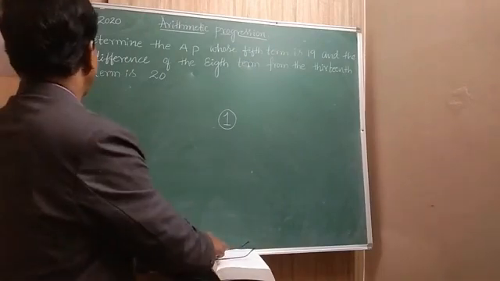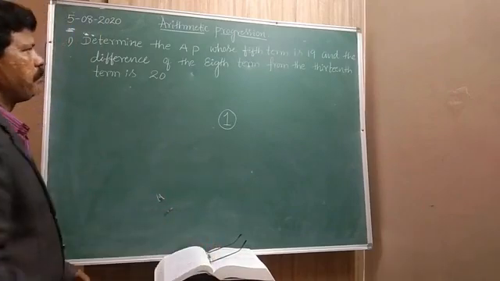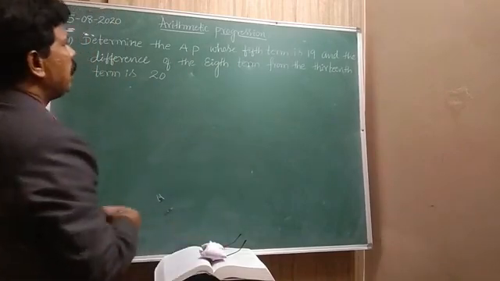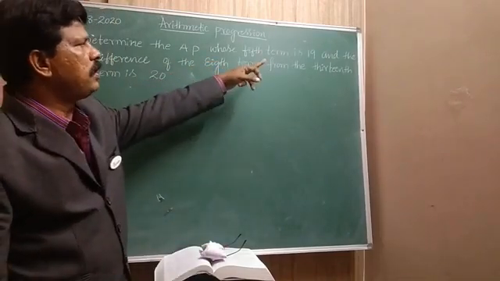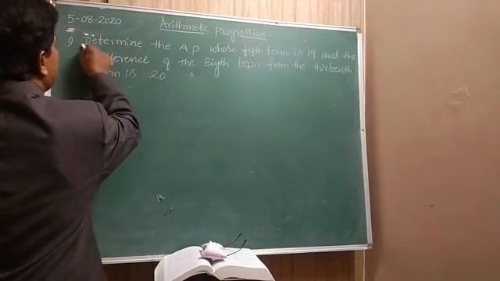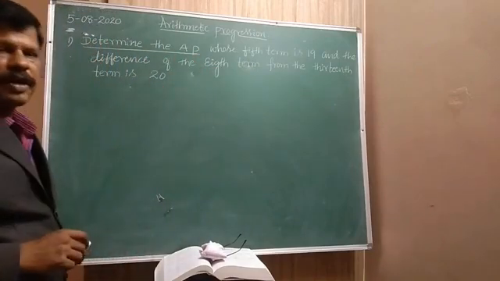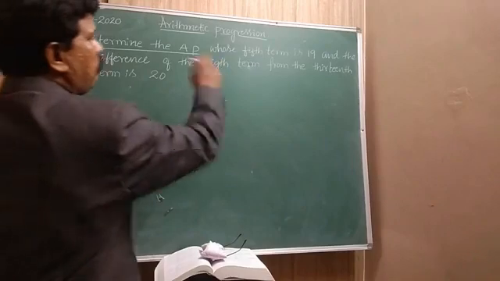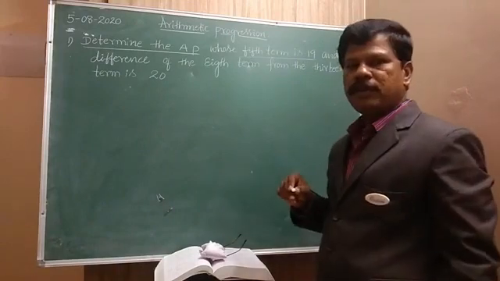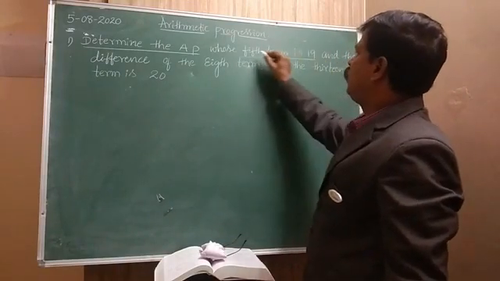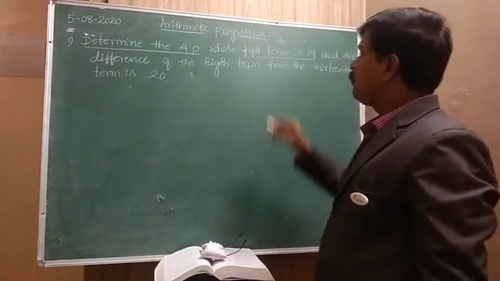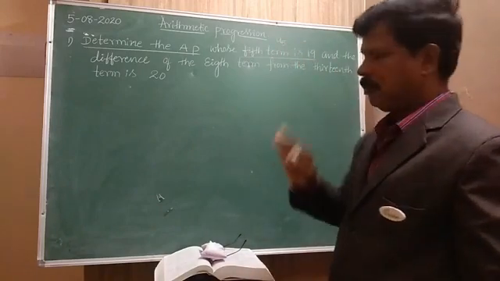Now in this problem, what is given? Determine the AP whose fifth term is 19. This is the first statement. Determine the AP. Now what we have to find out? We have to find out the AP. Now what is given? They have given that the fifth term is 19. So fifth term means, in pencil you write down A5. Fifth term is 19. That is the one thing.